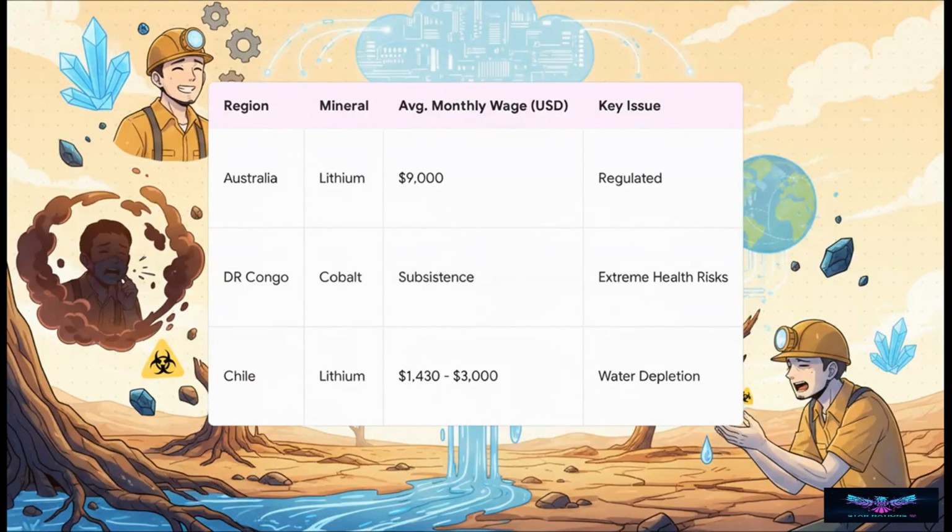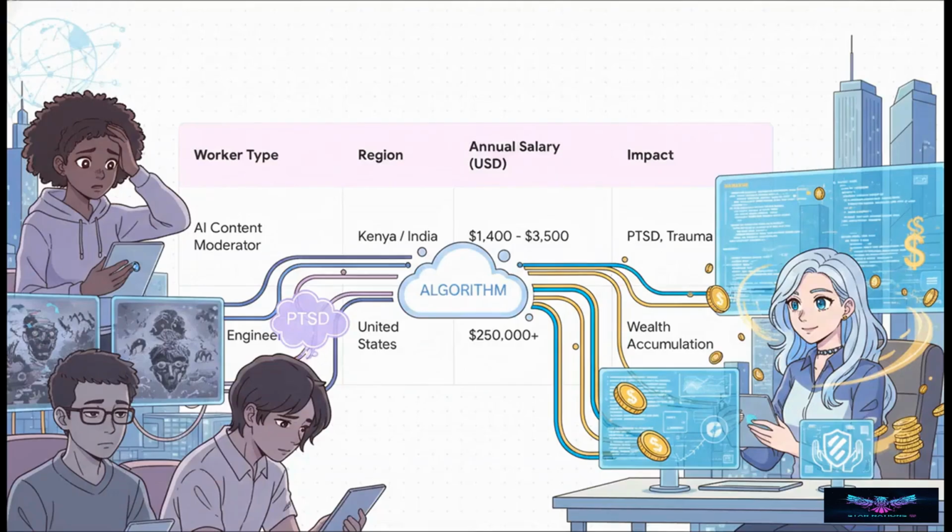This table shows the wild inequality that the cloud is literally built on. A lithium miner in Australia, where the market is regulated, might make around $9,000 a month. But in Chile, where that same mining is depleting precious water sources, the wage just plummets. And then you have the DR Congo, where cobalt miners face extreme, life-threatening health risks, often for just subsistence-level pay. And that inequality extends to the labor that keeps the algorithms running in these, what you could call digital sweatshops.